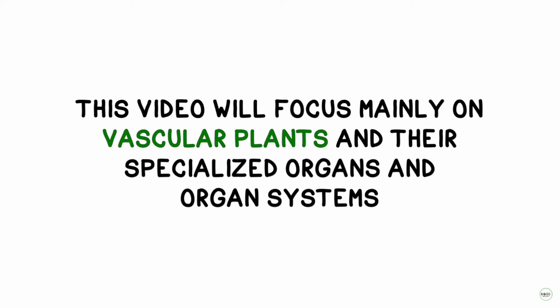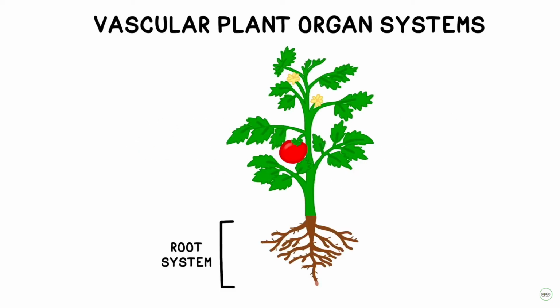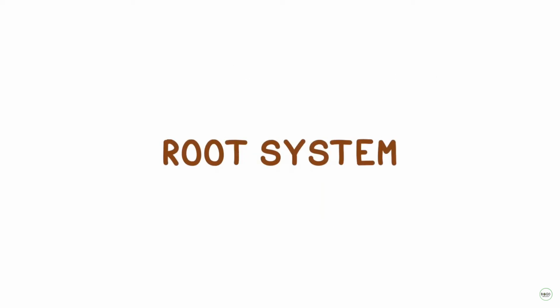This video will focus mainly on vascular plants and their specialized organs and organ systems. Vascular plants have two major organ systems, the root system and the shoot system. The root system is usually mostly underground. It supports the plant and absorbs water and minerals from the environment. The shoot system generally grows above ground, which allows some parts of it to absorb the light needed to perform photosynthesis. We'll now discuss each major organ system in detail, beginning with the root system.